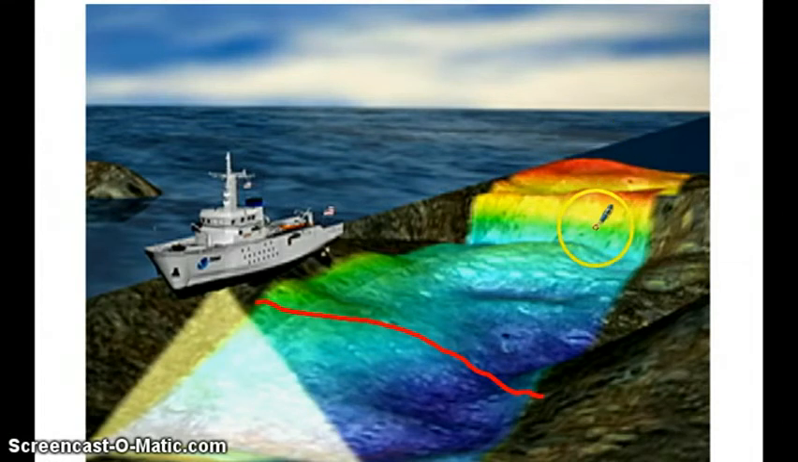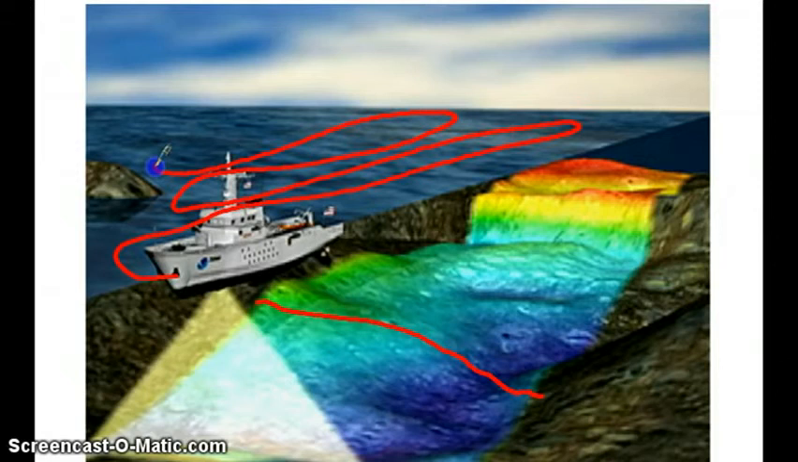And all of a sudden we have a cliff going down, and as the cliff drops you can see it going into the cooler colors, and it goes down deeper and deeper. And this ship will travel back and forth through the ocean, mapping it out.